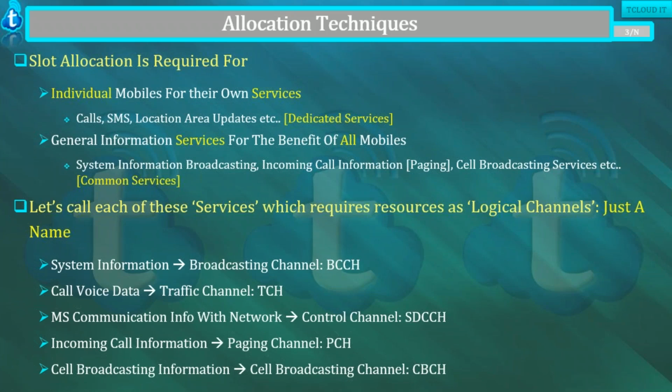So incoming call information is called as paging channel data, PCH data. Your cell broadcasting data is called as CBCH data, cell broadcasting channel, CBCH data.